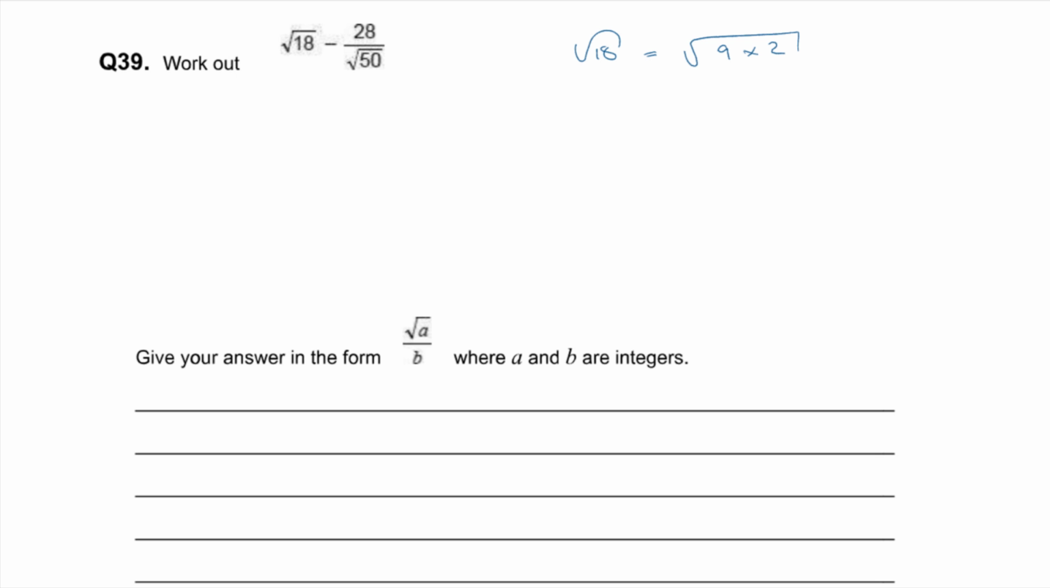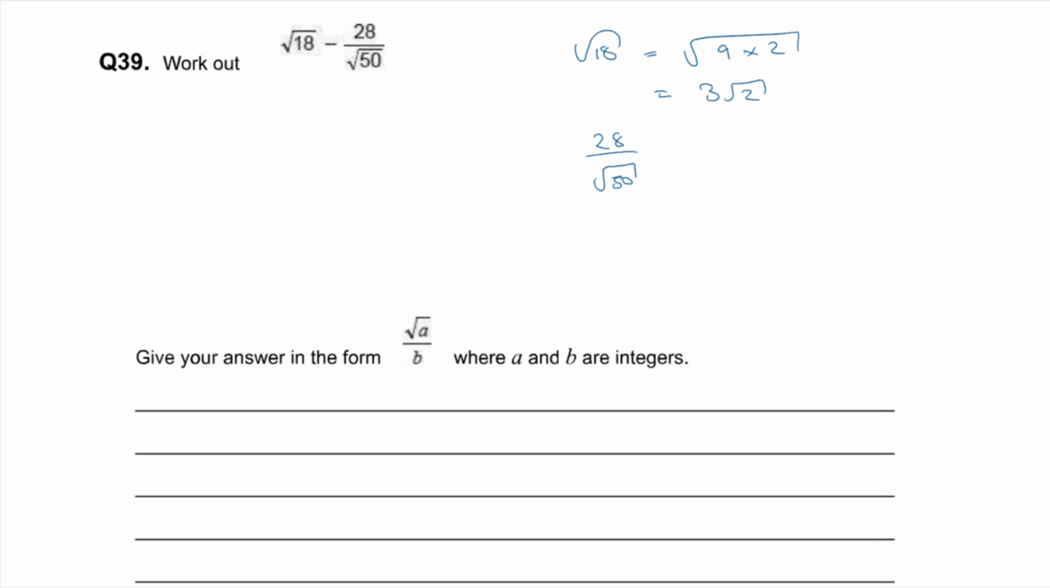And the reason why you're looking for square factors is that you can then square root your squares. Square root of 9 is 3, so that's the same thing as 3 root 2. So you can break it into two different parts. You can square root the 9 part, get 3, and it just leaves you as 3 root 2. So we know root 18 is 3 root 2. We simplified that part. Now let's see if we can simplify the 28 over root 50.